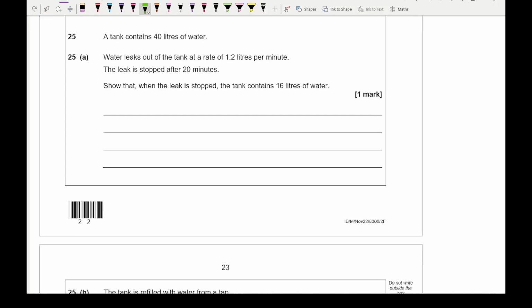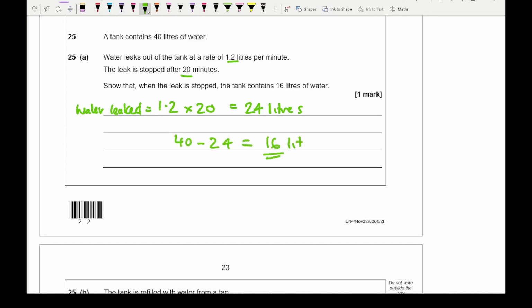Well, for this, if we look at the water that's leaked, that's going to be 1.2 for 20 minutes, so it's going to be 1.2 times 20. So 1.2 times 20 is 24. And then to work out how many litres is left is going to be 40 take away 24, which gives us 16 litres.